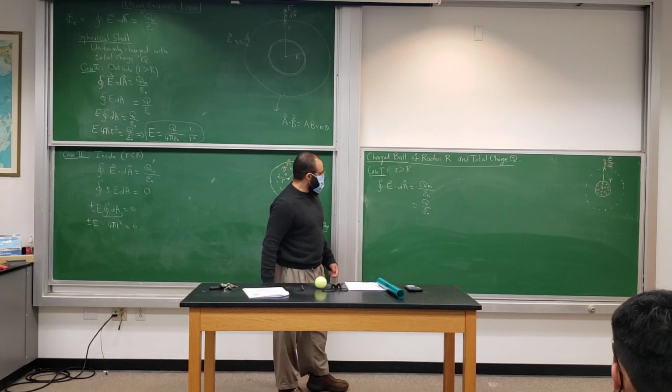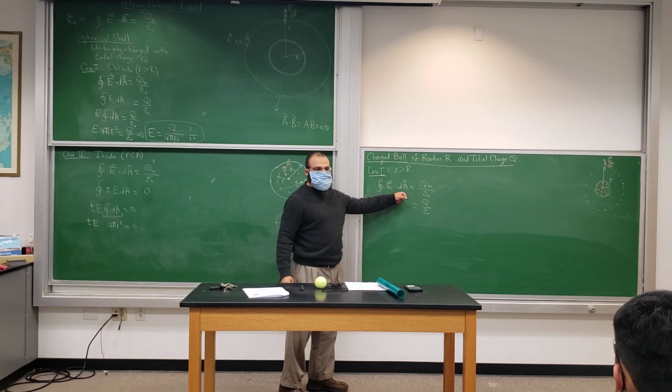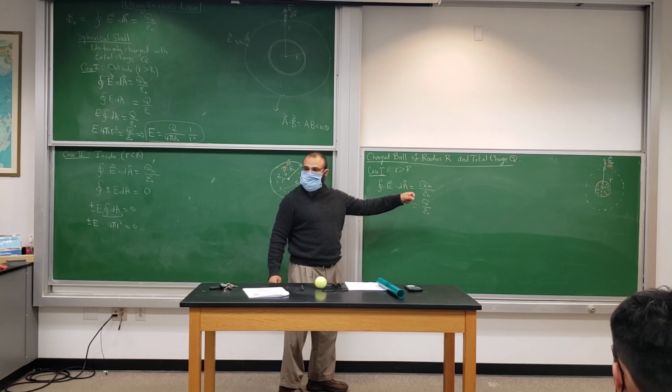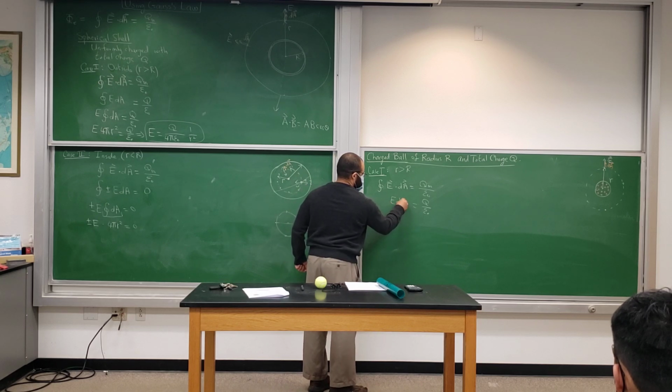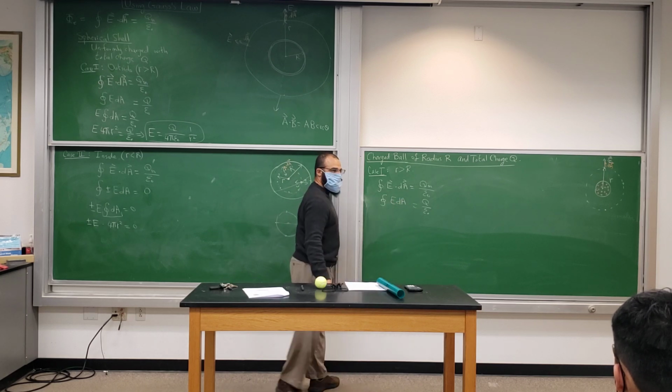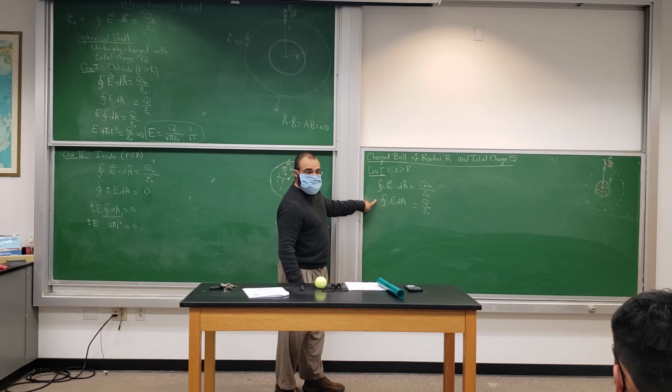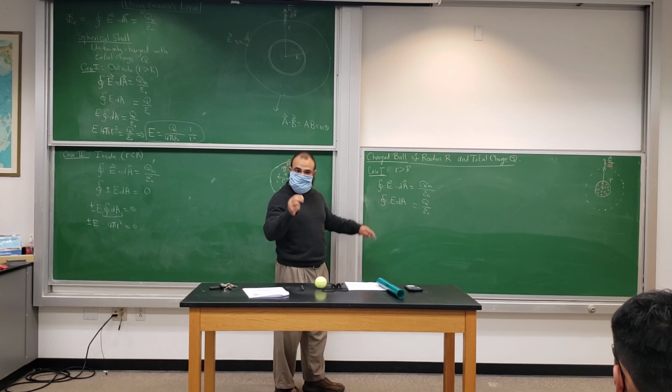Left side. E dot dA, what did we say? E and dA are parallel, always, right? They're parallel. So E dot dA is E times dA. Okay, E now can come out. And why can it come out? Because it's constant on the surface.